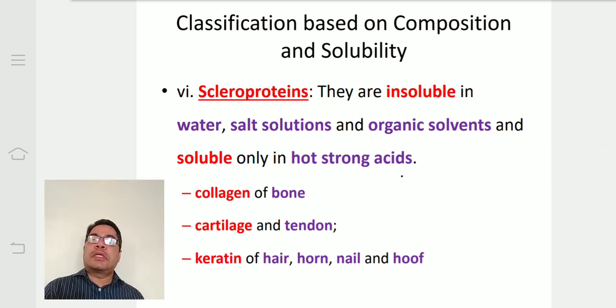Then there are scleroproteins. They are insoluble in water, salt solutions and organic solvents, but soluble only in hot strong acids. Example, collagen of bone, cartilage and tendon, and keratin of hair, horn, nail and hoof.